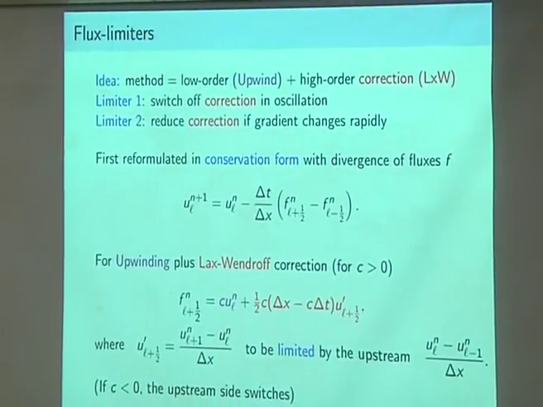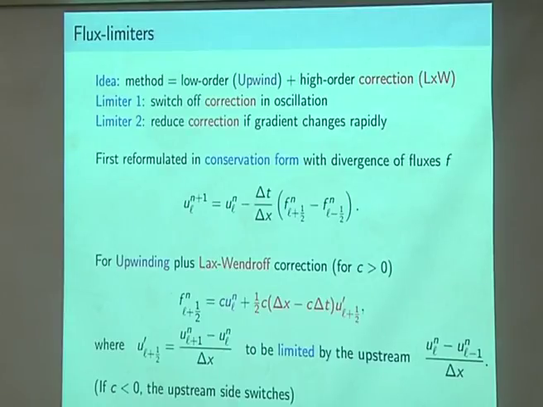And that is achieved by something called flux limiters. So the idea is the algorithm will be a low-order method plus a correction. And say the low-order method is upwinding, which behaves itself well at discontinuities. And then we have a correction, which gets us to Lax-Wendroff. So we think of the high-order method as a low-order method plus an extra bit, the correction that makes it high order. And then the limiter will switch off the correction whenever we're in an oscillation.